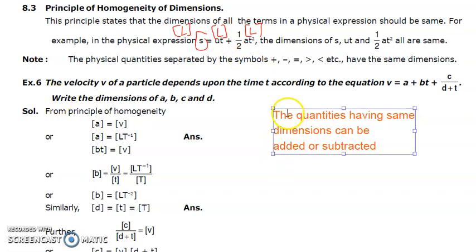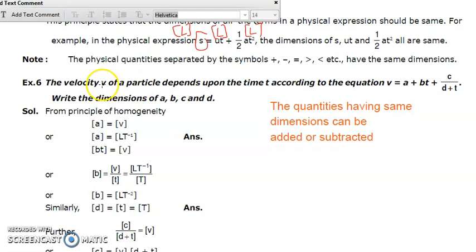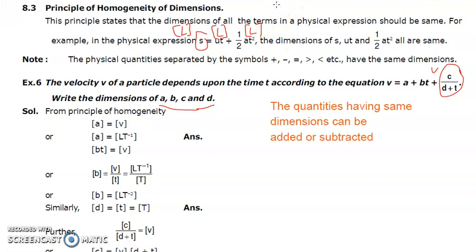Now we'll discuss this again with the help of a simple example. The velocity of a particle depends upon the time as per the following equation: v is equal to a plus bt plus c upon d plus t, and we have to find the dimensions for a, b, c and d. In order to find these, we have just discussed that the quantities having same type of dimensions can be added or subtracted. In this case, a has been added to bt, and bt has been then again added to c upon d plus t.